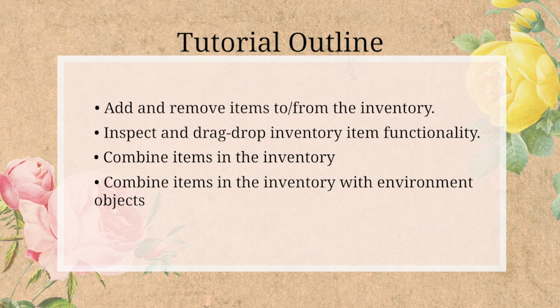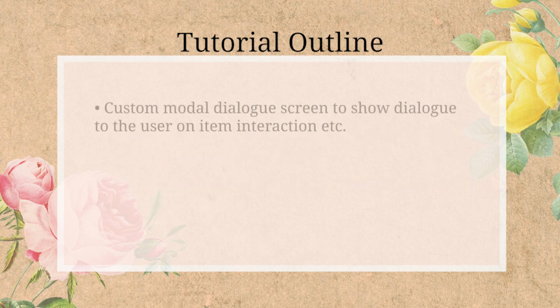With our inventory system, we should be able to add and remove items to and from the inventory. We should also have the choice to inspect an item or drag and drop it from the inventory to somewhere else on the screen. We should be able to combine items together in the inventory or combine an item from the inventory with something in the environment. As an extra step to this tutorial, we will also be implementing our own dialog screen, and this is because the standard say screen within Ren'Py isn't going to be working properly together with our inventory system.